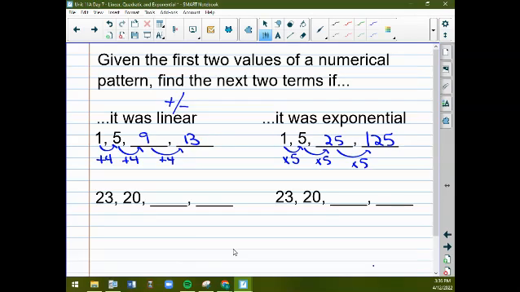Okay, so it's taking the same first two terms, but for one I'm thinking about what is my difference, what am I adding or subtracting, and for the other one I'm thinking about what is my common ratio, what do I need to multiply by in order to get the next term. All right.